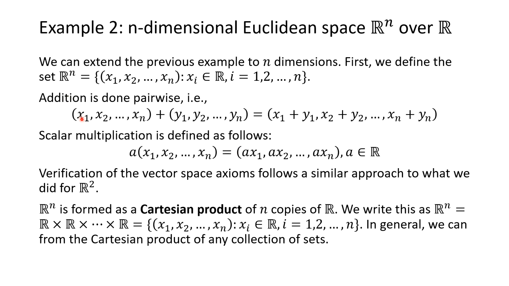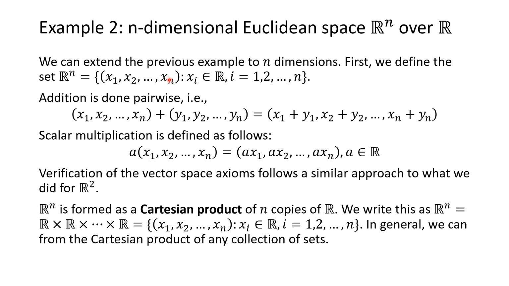Then we define addition pairwise. So we just take the first components and add those, and then the second, and all the way up to the nth components. And then scalar multiplication is just taking the scalar a and multiplying it times each element. So this is a vector space. I won't go through the details again. It looks very similar to what we did for the previous examples, just a little bit more tedious given that you have now n components to each vector.